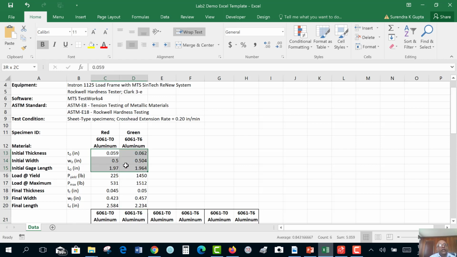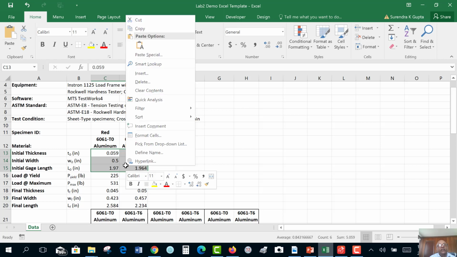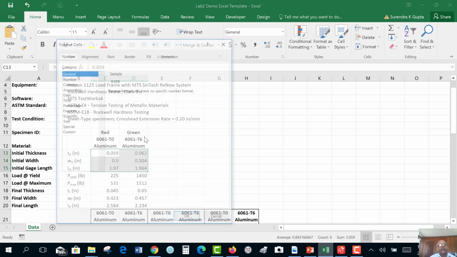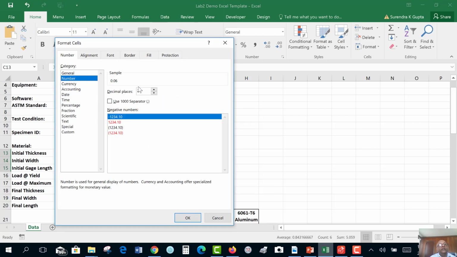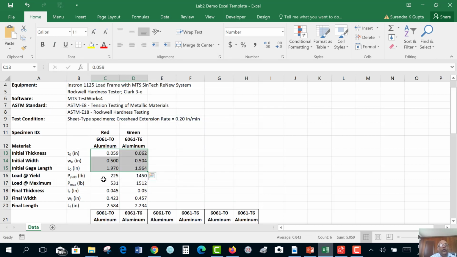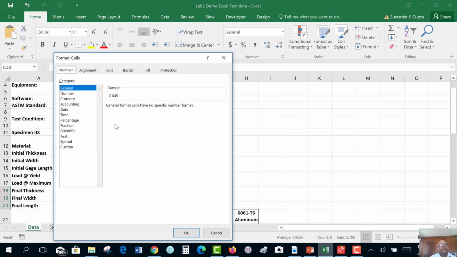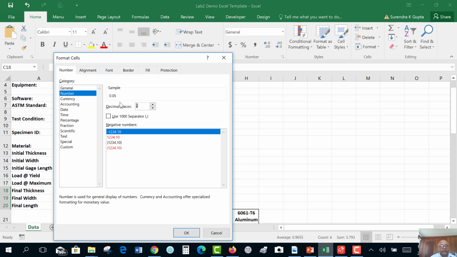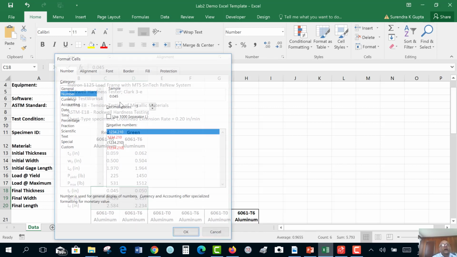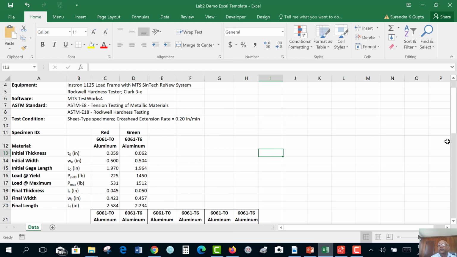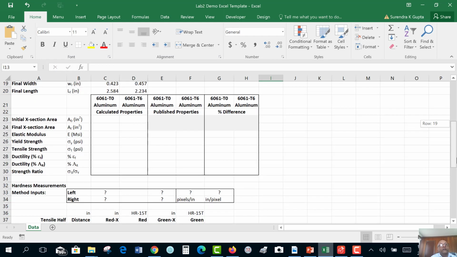Remember that we are measuring all of these dimensions to a thousandth of an inch. So let's display 3 digits. Loads we know only to the closest pound, so we are good there, no decimal digits. And all these dimensions to 3 decimal digits. I'm very particular about the number of digits being displayed, so please be careful.